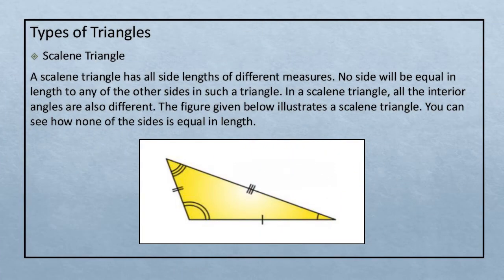Types of triangles. Scalene triangle. A scalene triangle has all side lengths of different measure. No side will be equal in length to any of the other sides in such a triangle. In a scalene triangle, all the interior angles are also different. The figure given below illustrates a scalene triangle. You can see how none of the sides is equal in length.